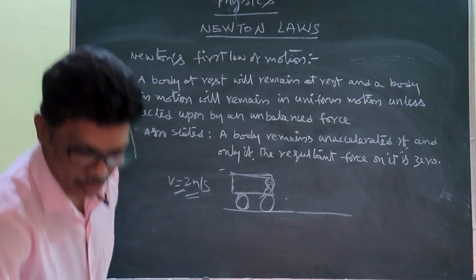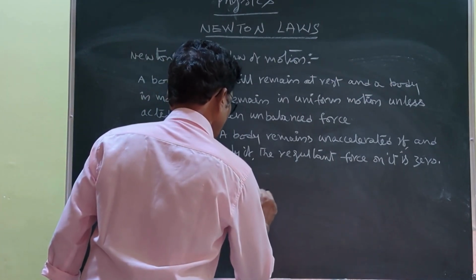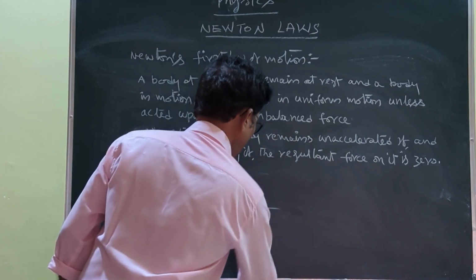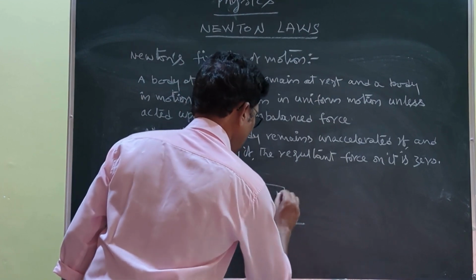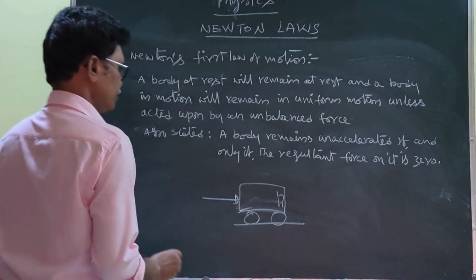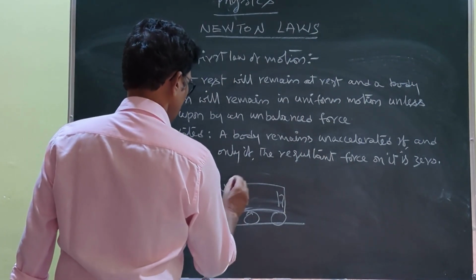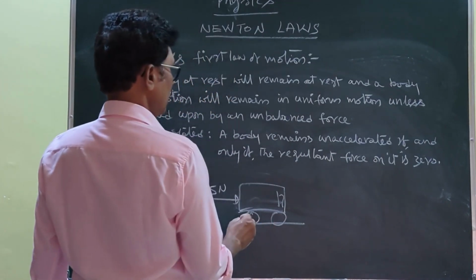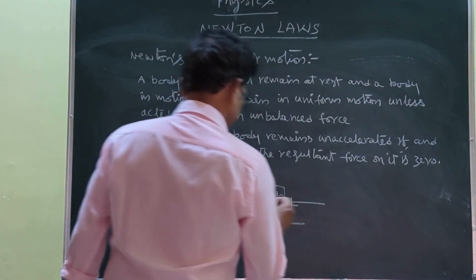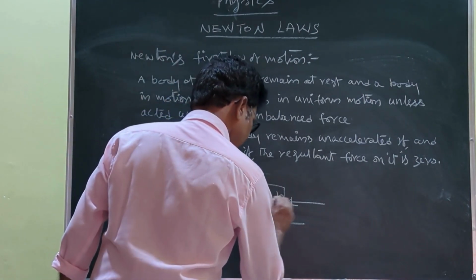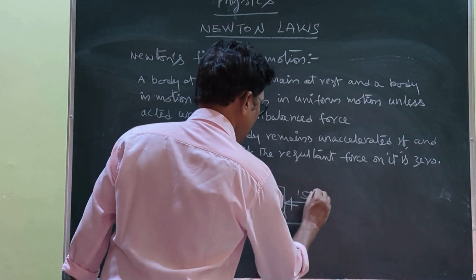Another example we can take. Suppose this is the vehicle. You are applying a force in this direction of 15 newtons. Let us assume this object is moving like this. You are applying a 15 newton force on this side, and also a 15 newton force on the other side.